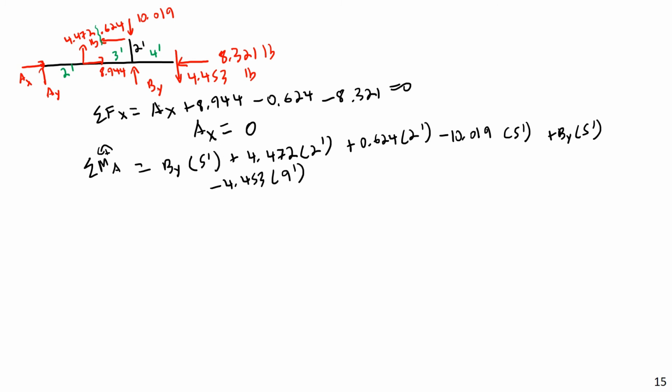Okay, let me double check this. So the 4.472 is positive with a moment arm length of 2 feet. The 0.624 is positive with a moment arm length of 2 feet. The 10.019 is negative with a moment arm length of 5 feet, BY is positive with a moment arm length of 5 feet, and the 4.453 is negative with a moment arm length of 9 feet. Okay, I'm going to throw all this mess in my calculator and solve for BY.